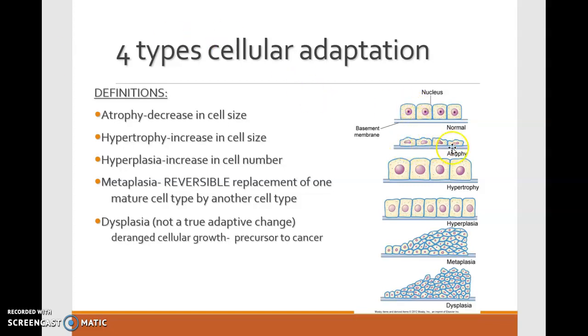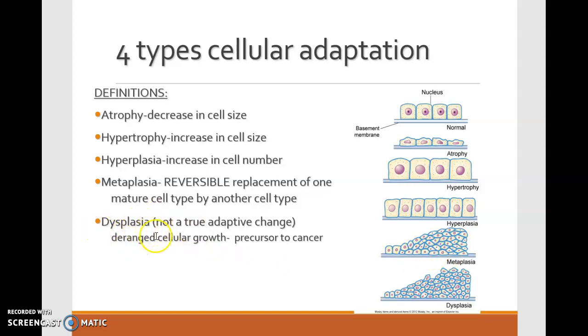Atrophy, which is this guy, where the cells are the same number, they're just decreased in size. Hypertrophy, where you have the same number, they're just each increased. And this is not fluid, right? This is cellular matrix and organelles that make up this hypertrophy of these cells. Hyperplasia is where you have an increase in the number of cells. And then metaplasia, now you have reversible replacement of one mature cell type by another cell type.